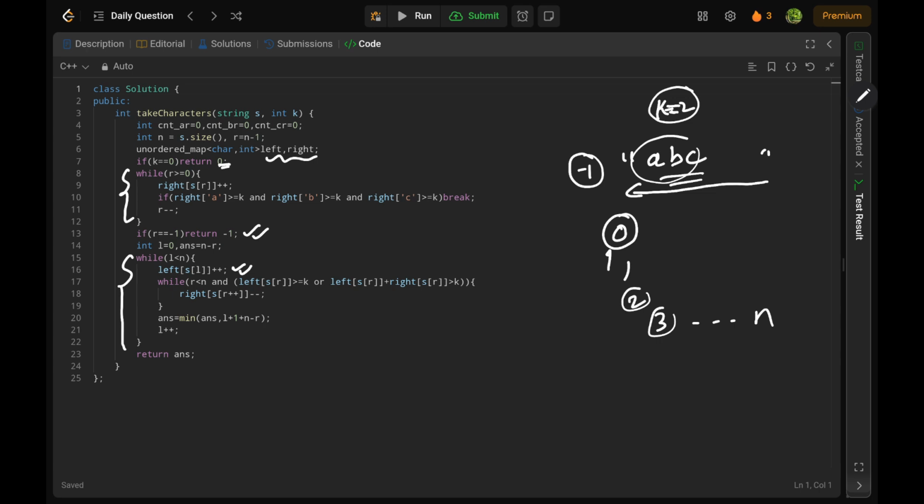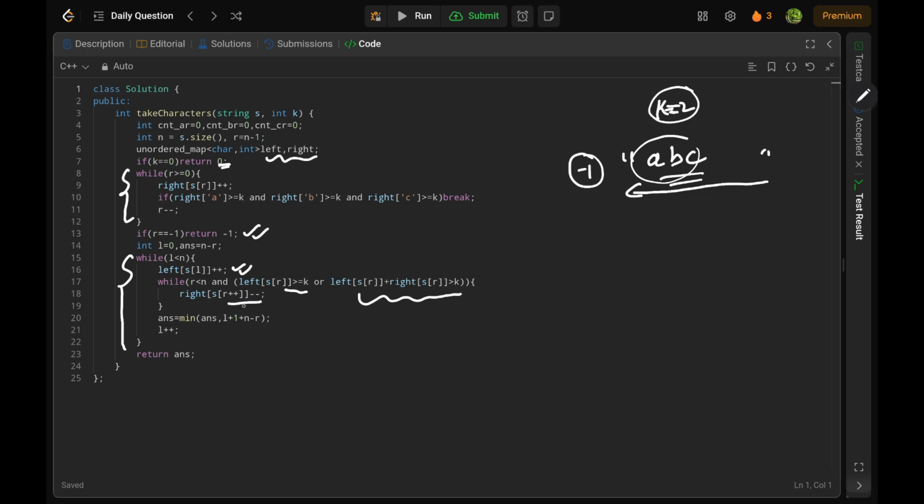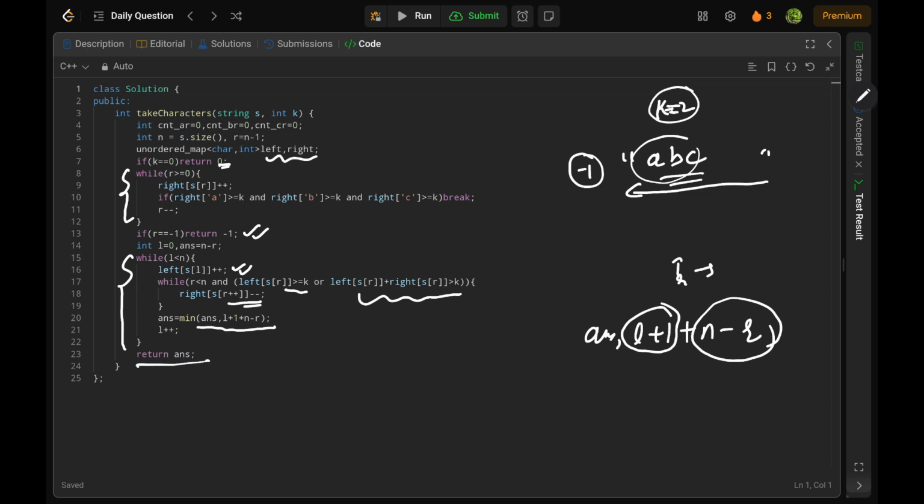So first we are incrementing the characters, updating the frequency of the characters in the left, and now we are checking this: if the number of characters is sufficient in the left, or if the left plus right is greater than k, then we would move our right pointer and update its frequency, and answer would be minimum of answer, comma, l plus 1 plus n minus r. L plus 1 is the number of characters that we need to take from the left, and n minus r is the number of characters that we are taking from the right. And finally we will return our answer.